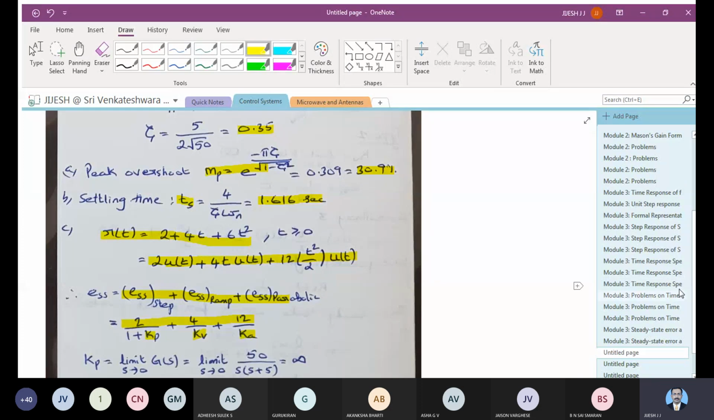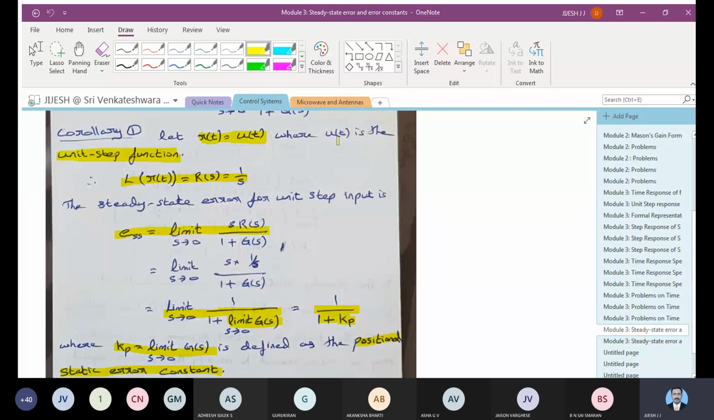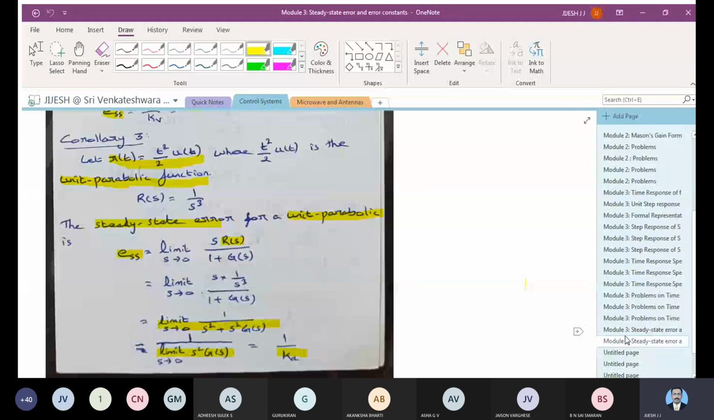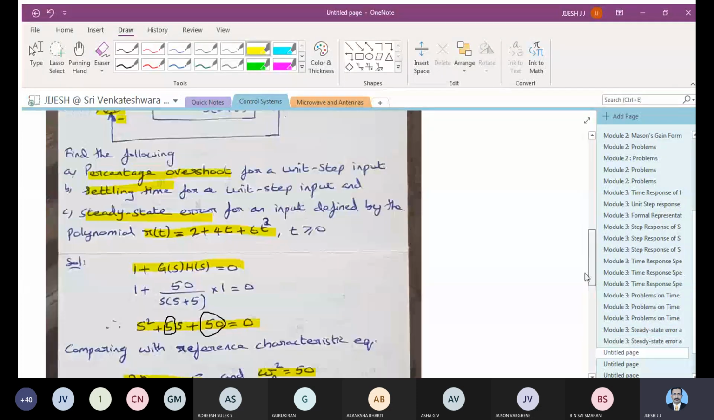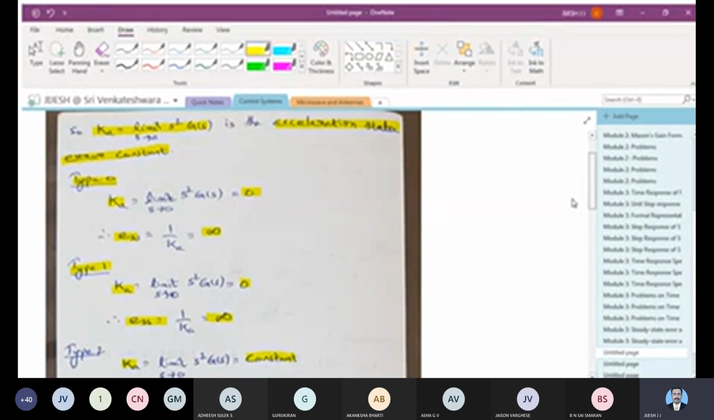So Kp is limit of s tends to 0 g of s, and we have studied for Kv as well. Kv is limit of s tends to 0 s g of s, and also we have studied for the other term as well, that is Ka, which is called as acceleration static error constant, limit of s tends to 0 s square g of s. So we are going to use all these things further for simplification.